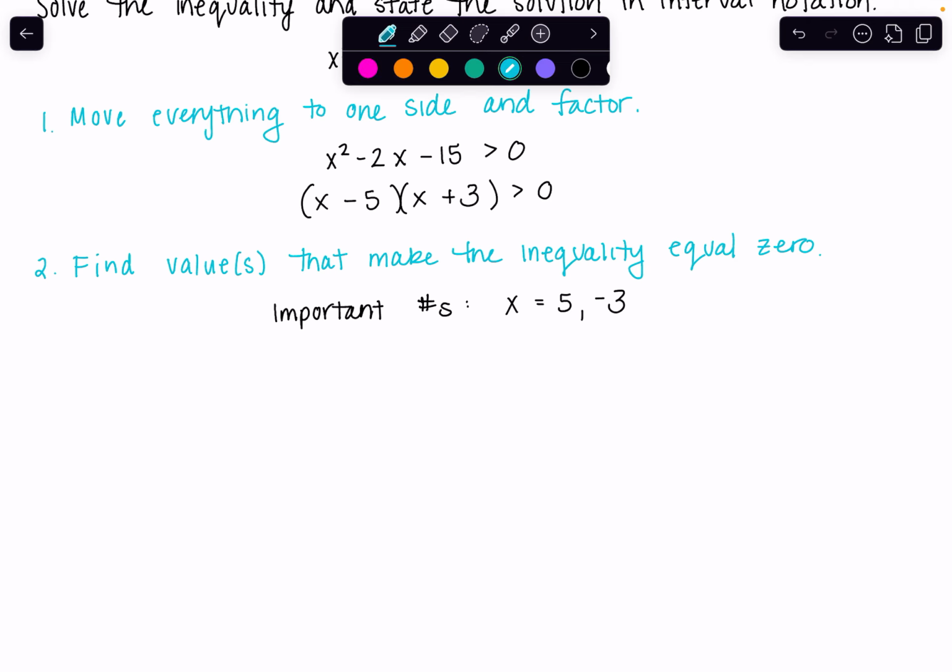So my third step is I'm going to create a number line. And I'm going to choose a test value in each interval. We're going to see if that value satisfies the inequality.